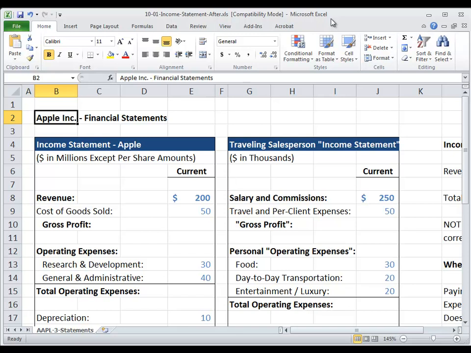In this lesson, we're going to begin by going over the income statement of a company, which is one of the most important financial statements and something that you're always going to need to know when you're analyzing and modeling companies, and also in the course of investment banking and other finance interviews.